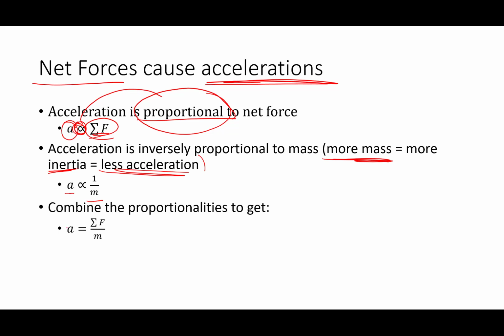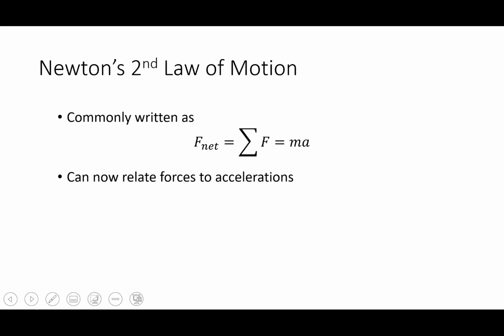And if we combine those together, we get that the acceleration of an object is equal to the net force divided by the mass. This is called Newton's second law of motion, and it's usually written as F equals ma. But remember, it's the net force that's equal to ma, not any individual force. So now if you know the forces, you can figure out accelerations, and of course if we know accelerations, we can use kinematics to figure out everything about an object's motion.